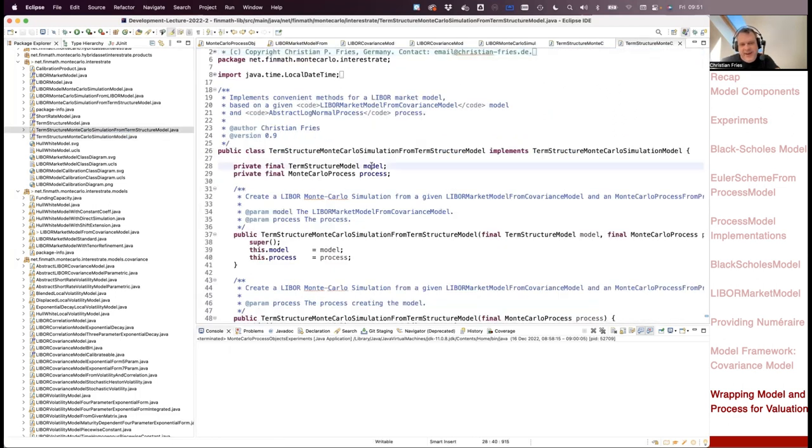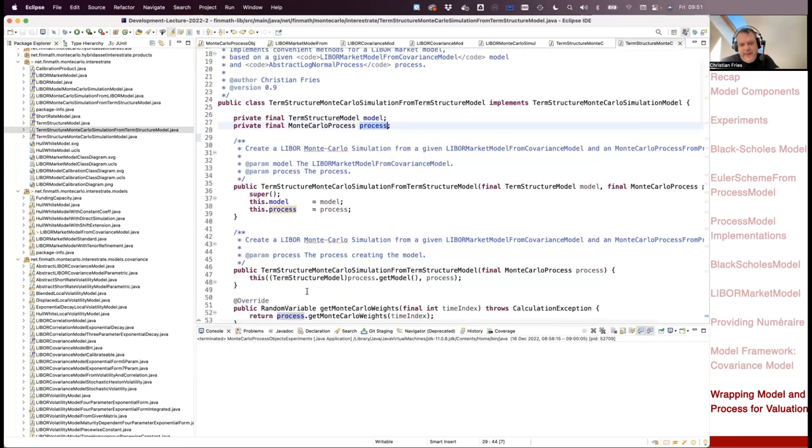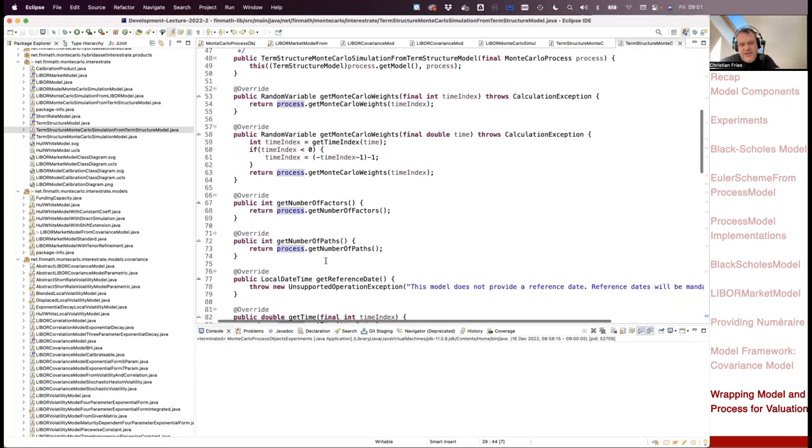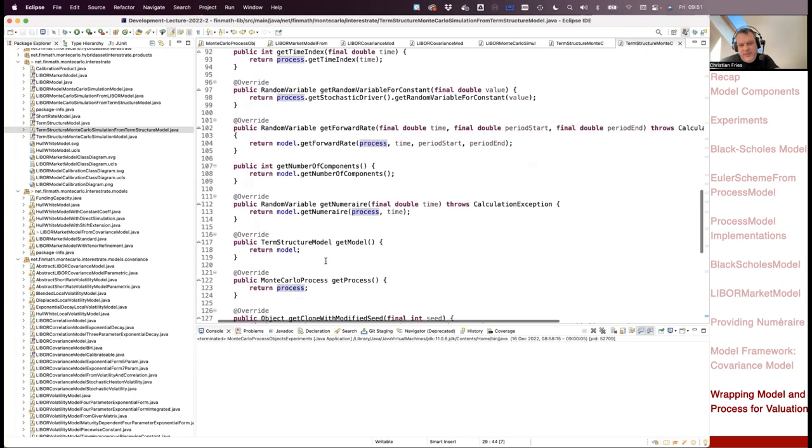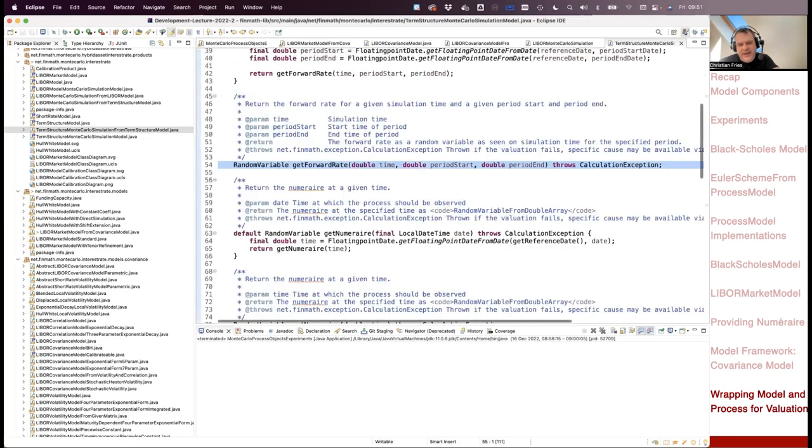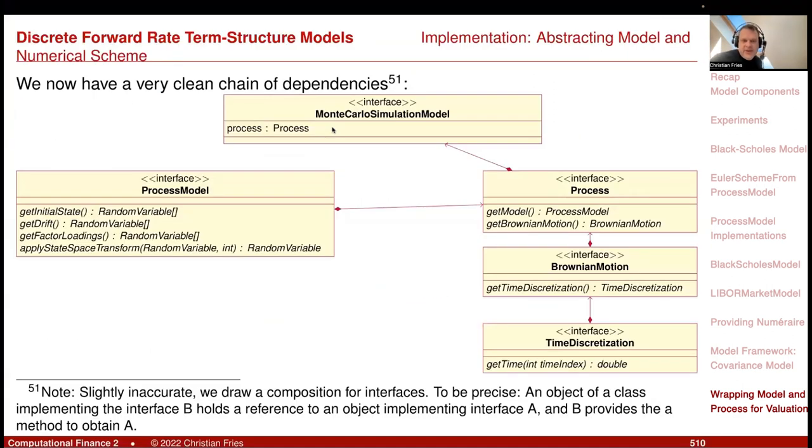And then I plug in the model and the process, and we just delegate either to the process when we need something like the time discretization, or we delegate to the model when we need, for example, the numeraire or the forward rate. So we have a few minutes left. This is our setup, my nice little hierarchy.